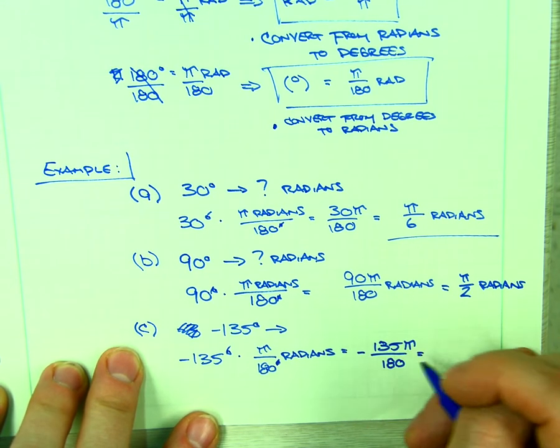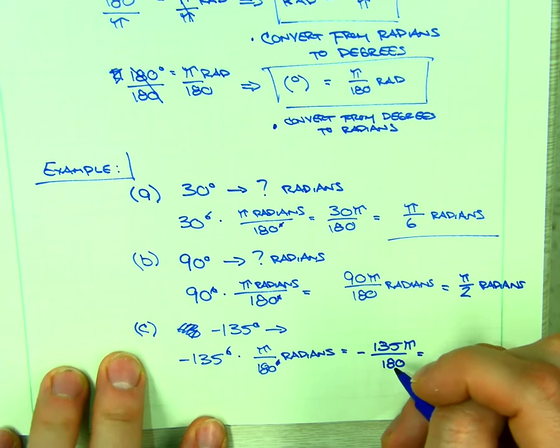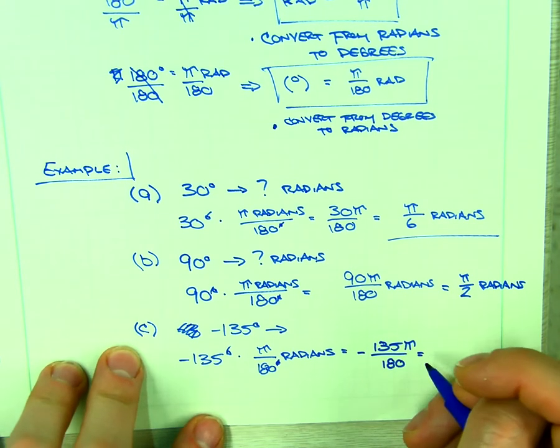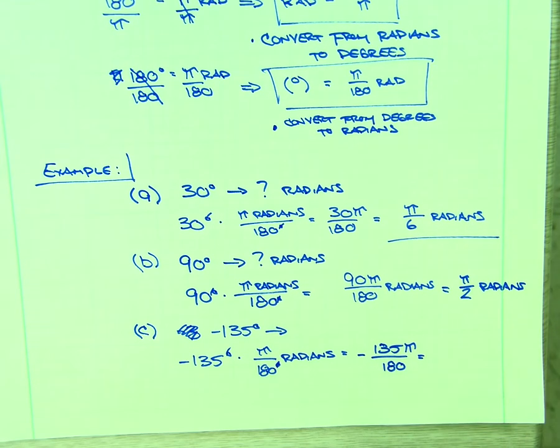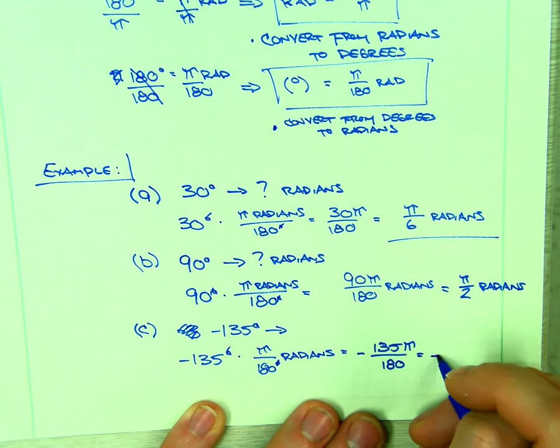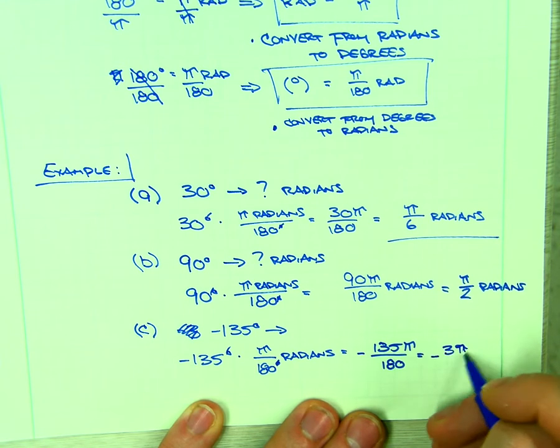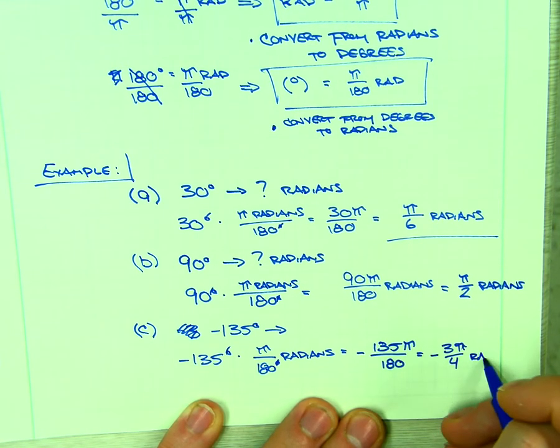And if I simplify this fraction, once again, you could put 135 over 180 into your calculator and come up with a decimal. I want you guys to avoid that. Go ahead and go through the process of simplifying this fraction, and you'll find out that it just comes out to negative 3 pi over 4 radians.